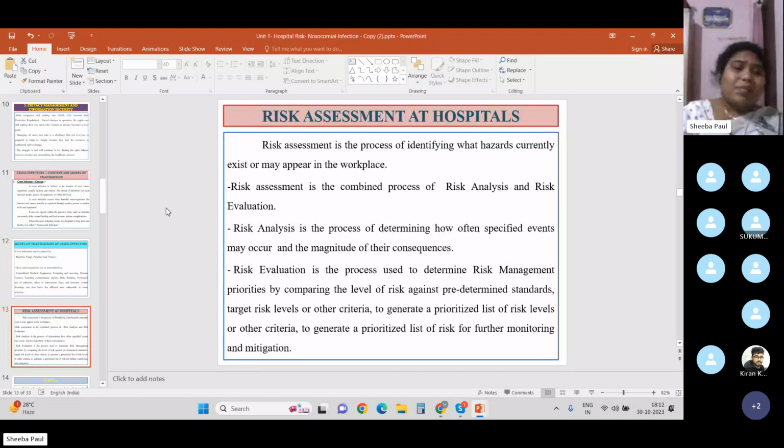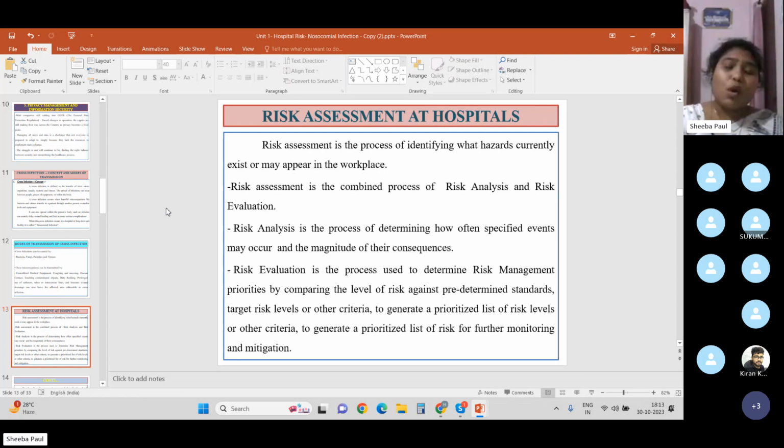Next one is risk assessment at hospitals. Risk assessment is the process of identifying the hazards that currently exist or may appear in the workplace. Risk assessment is the combined process of risk analysis and risk evaluation. Before starting the class, I discussed what is risk, what is hospital risk, how you will analyze risk, and when we talk about it, risk assessment is nothing but a combination of analysis and evaluation.